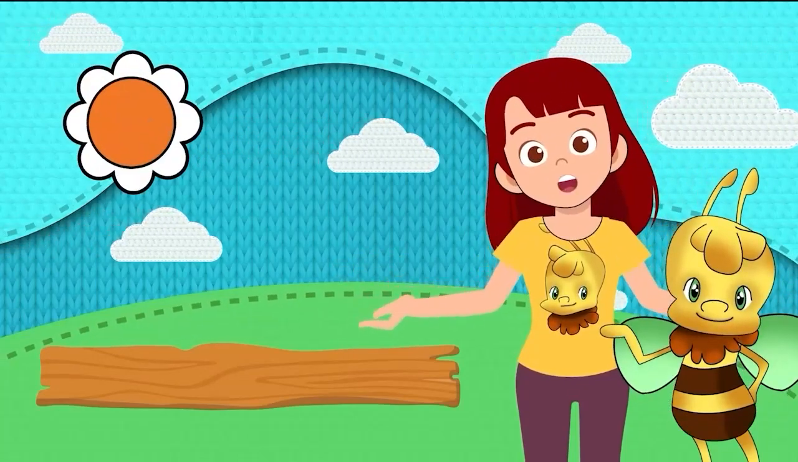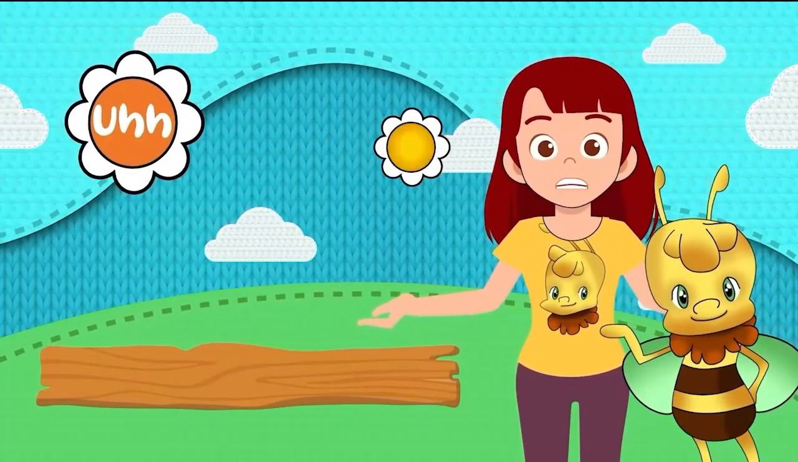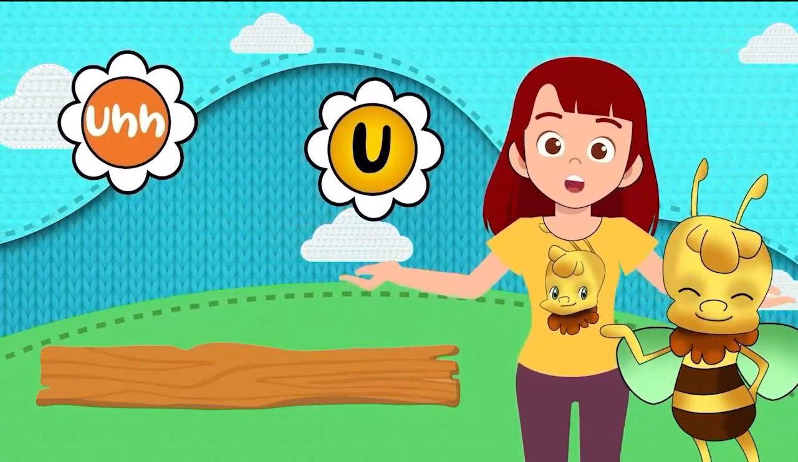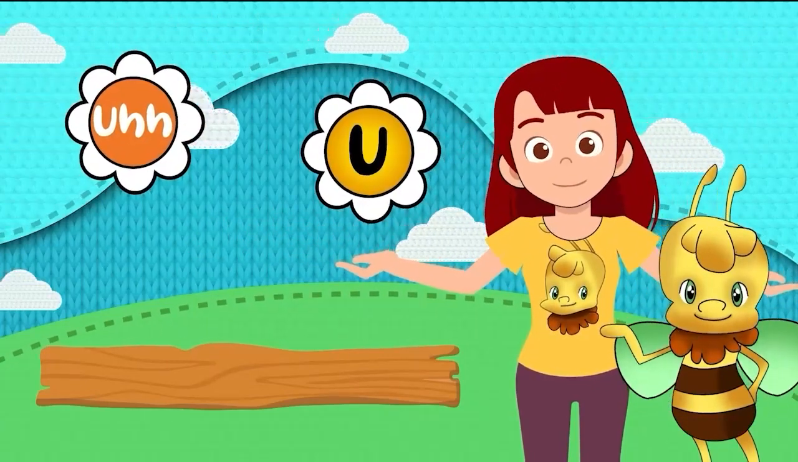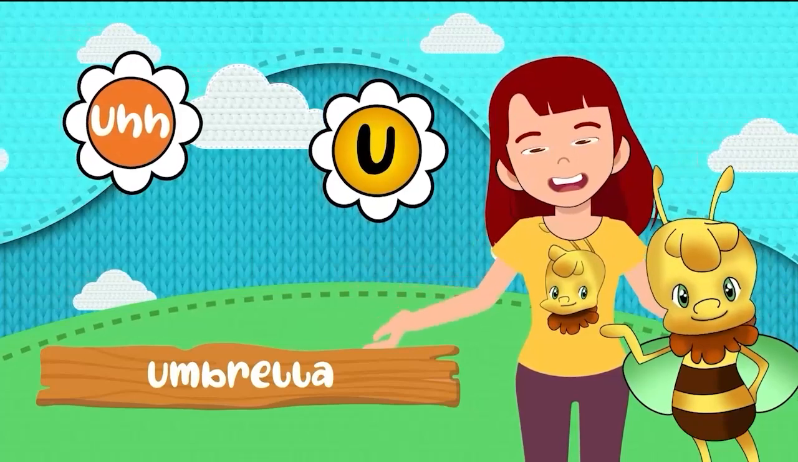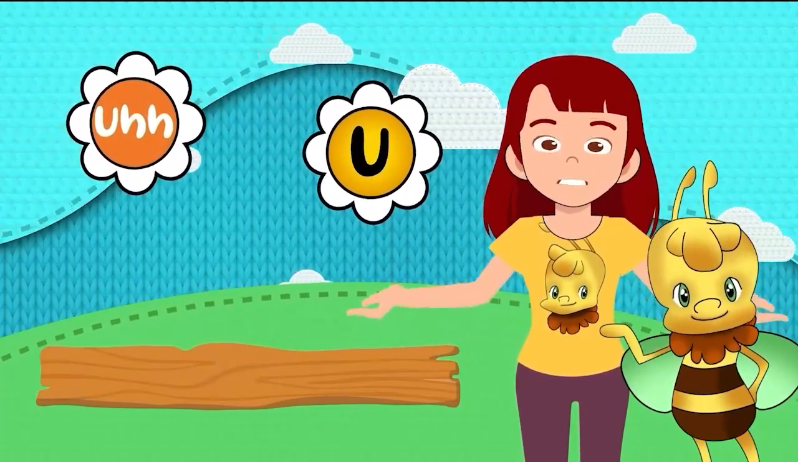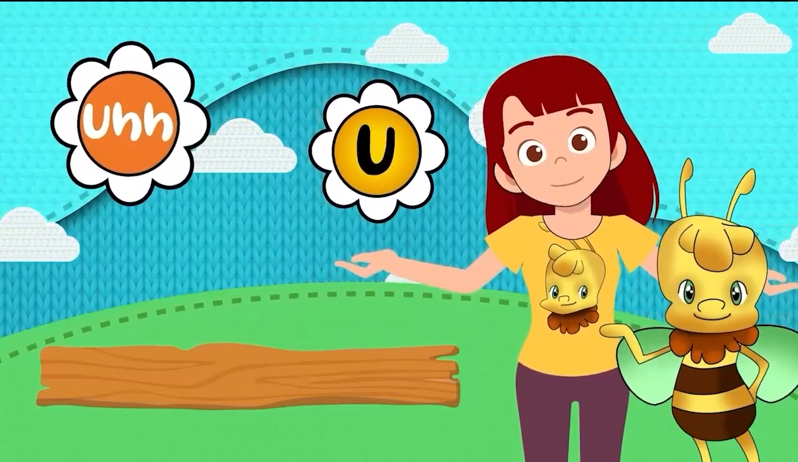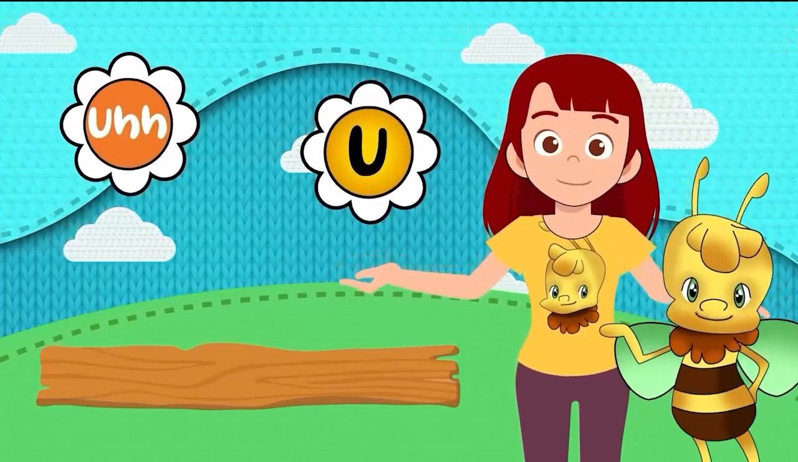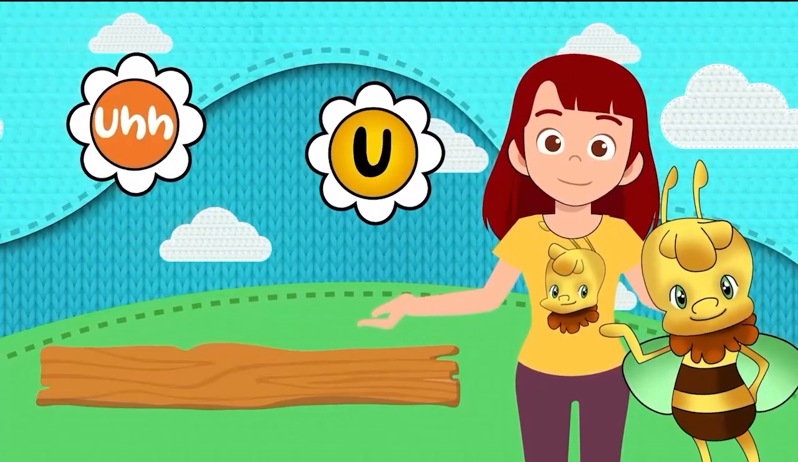We get the sound U from the letter U. We use the sound U to say words like umbrella, under, and usual. Practice saying it again. U. Nice work. One more time. U.